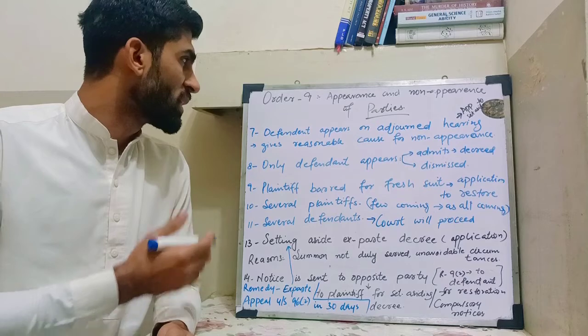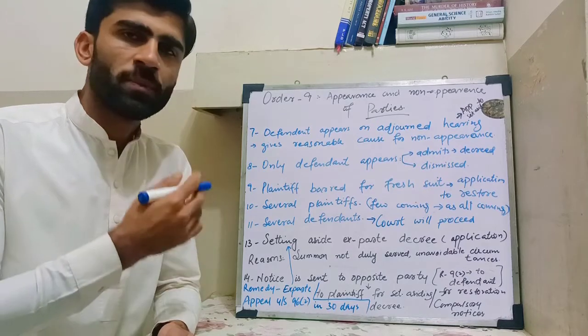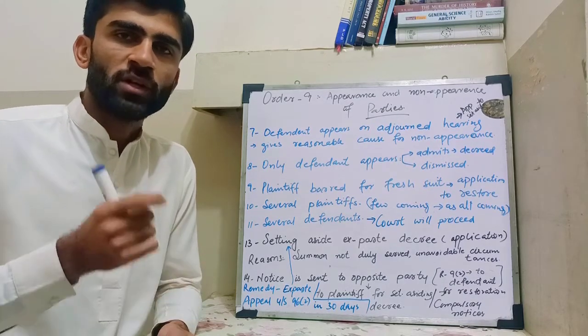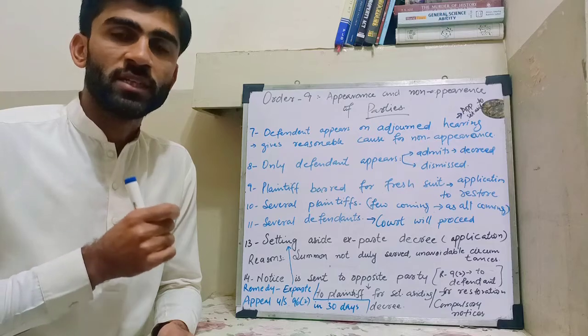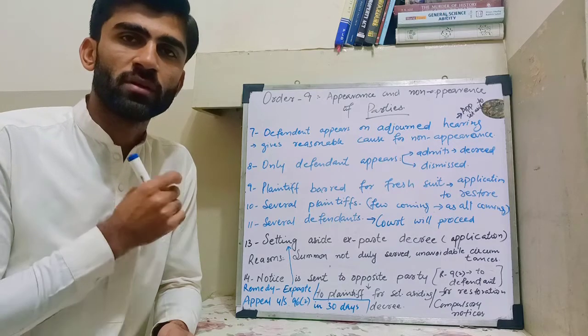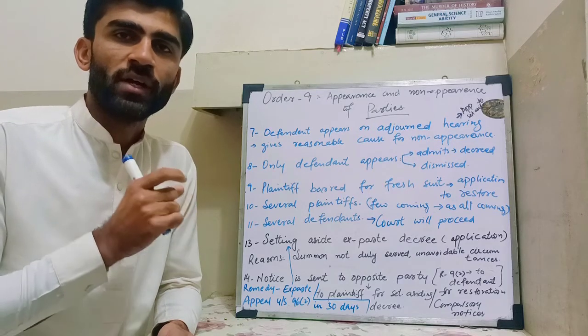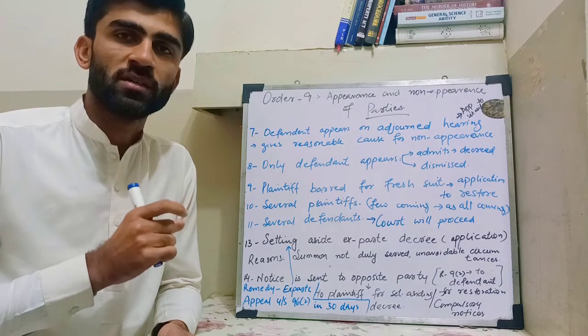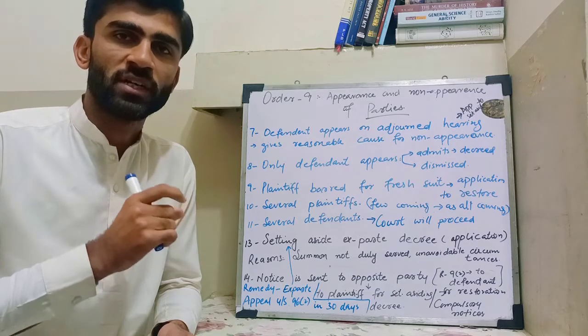So now it comes to the defendant. When the defendant appears on the adjourned hearing, it means he has been declared ex parte, and ex parte proceedings have been started against him.